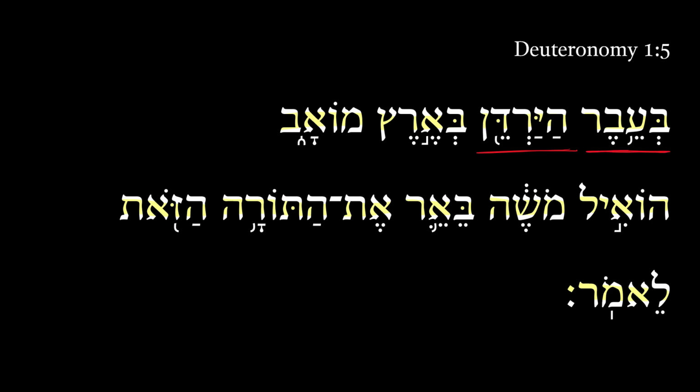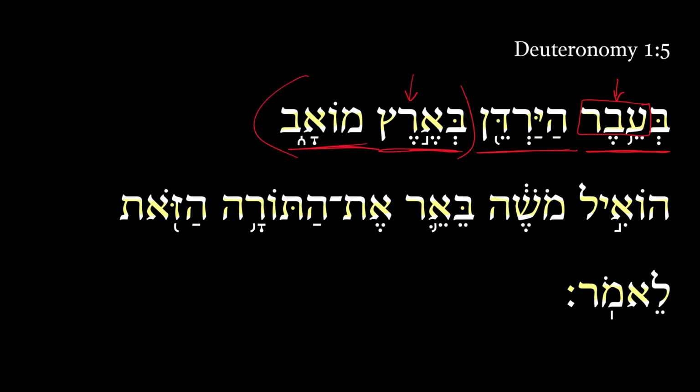And it's in the region beyond. BDB lists Aver here as the region beyond the Jordan. So we're talking here about the east side of the Jordan River. And you can notice maybe that it's built on the root avar, meaning to cross over. So the area across the Jordan or beyond the Jordan. And then we get it more specifically listed out as in the land of Moab.